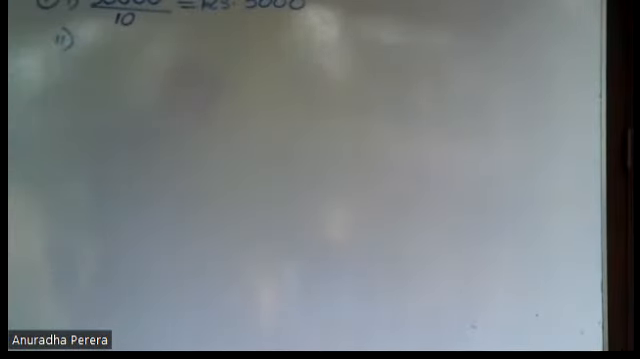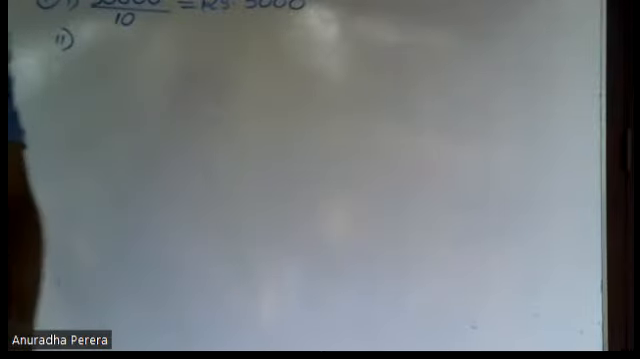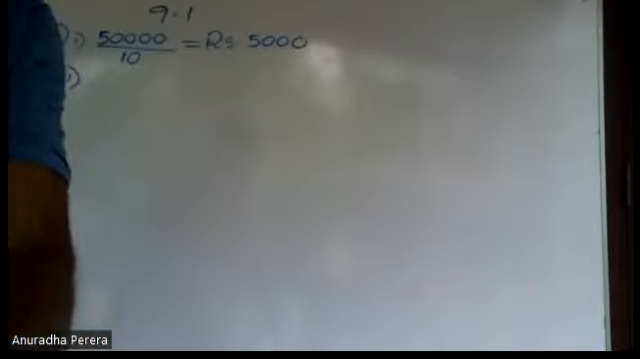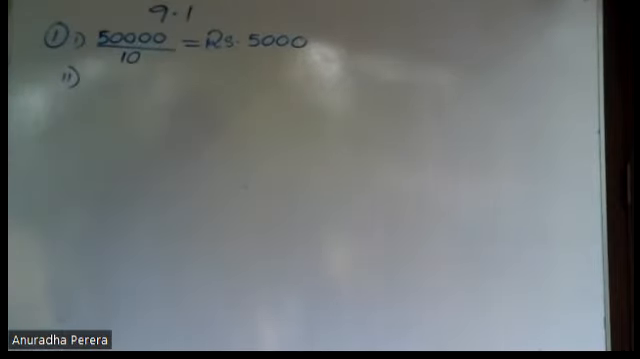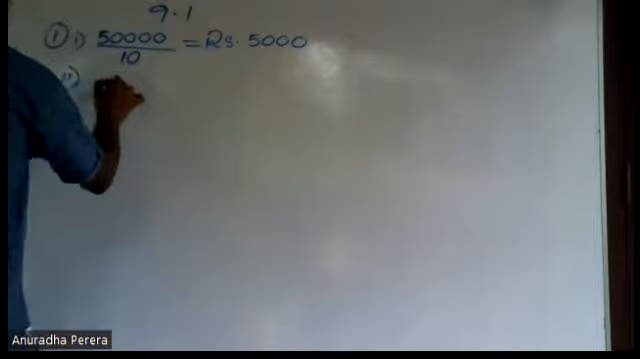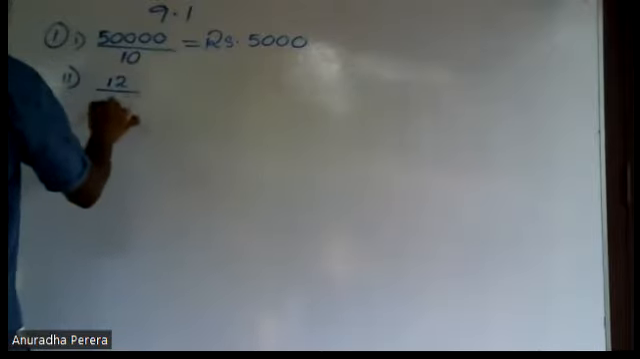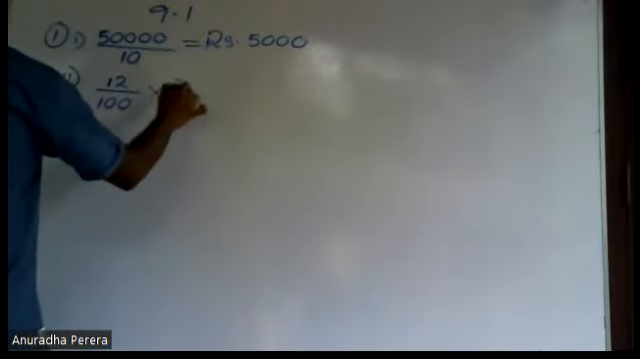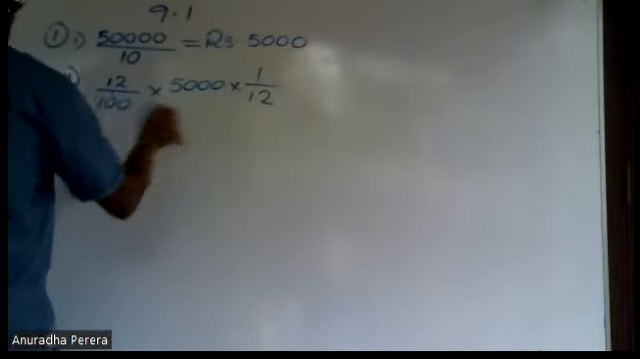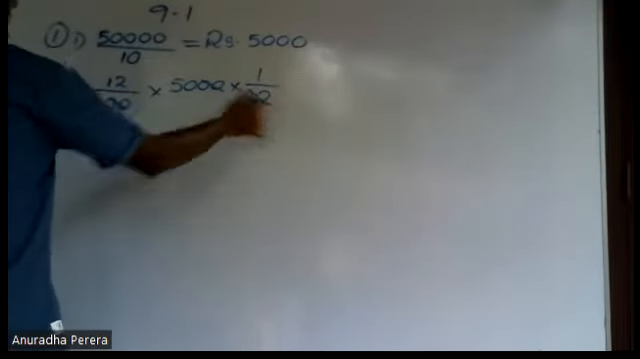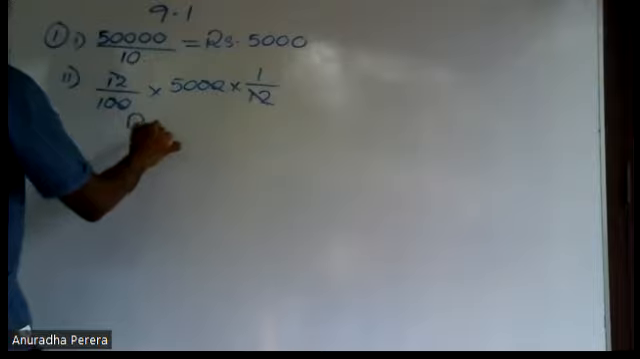Second one, find the interest charge on the principal loan amount each month. Each month, 12%, 5,000. Simplify. 50 rupees.